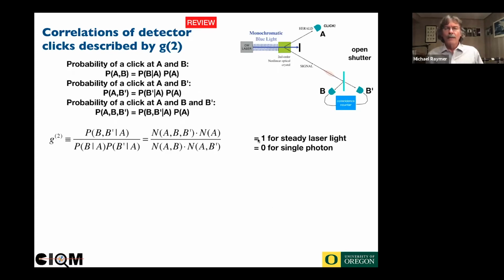Although we pointed out that for a laser, if I just shoot a laser directly at this beam splitter, that contains many photons, and each photon behaves independently. They are independent, which means they're not correlated. And it turns out in that case that G2 is equal to 1. This represents lack of correlation, whereas 0 represents very strong anti-correlation, or negative correlation. If B clicks, B prime does not click.